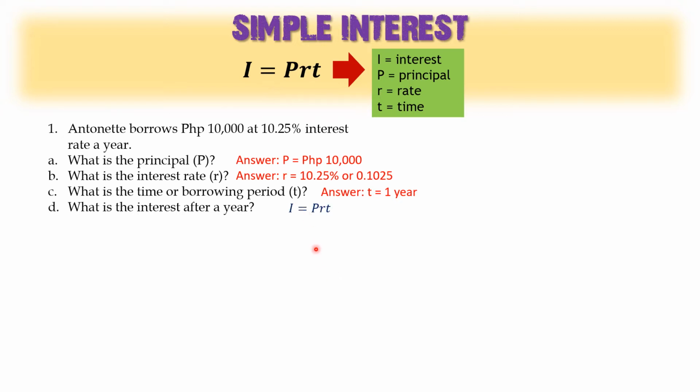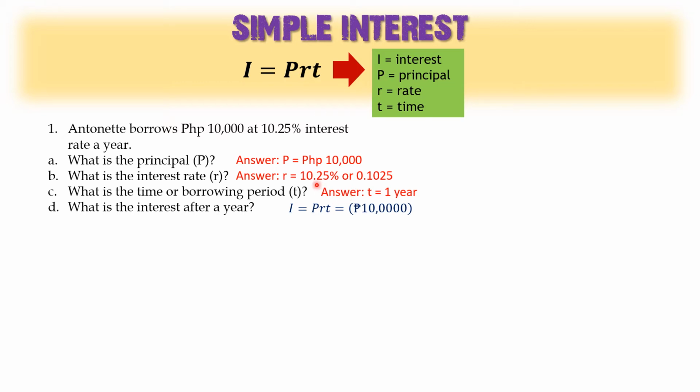I is equal to PRT. Then plug in lang natin ang given values. So P, the principal, that is 10,000, times the rate. Ang gagamitin natin is the decimal form of the given rate. So how are we going to convert the percentage to its decimal form?